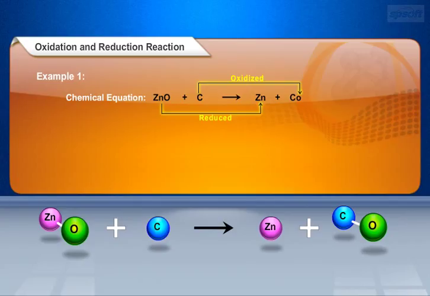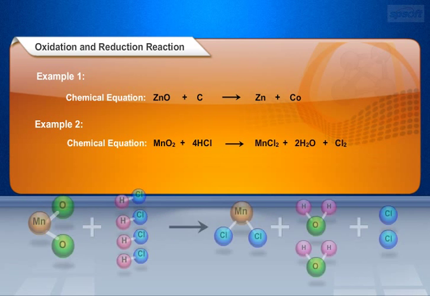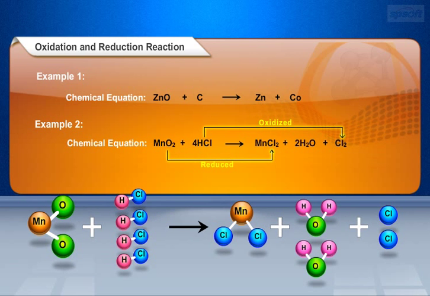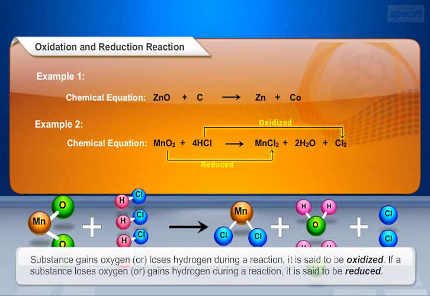Example 1. The chemical equation is as shown. In the above reaction, carbon is oxidized to carbon monoxide, and zinc oxide is reduced to zinc. Let us see the next example. The chemical equation is as shown. In the above reaction, hydrogen chloride is oxidized to chlorine, and manganese dioxide is reduced to manganese chloride. From the above examples, we can say that if a substance gains oxygen or loses hydrogen during a reaction, it is said to be oxidized. If a substance loses oxygen or gains hydrogen during a reaction, it is said to be reduced.